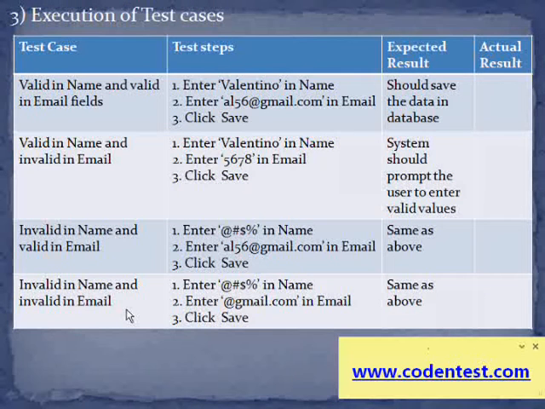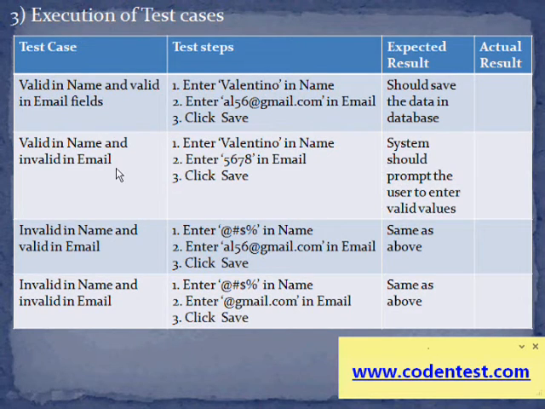And the fourth test case here is invalid values in name and invalid values in email, invalid values in both the fields. These are the test steps. We are entering invalid values in name field and invalid values in email field and clicking save button. The expected result is system should prompt the user to enter valid values.